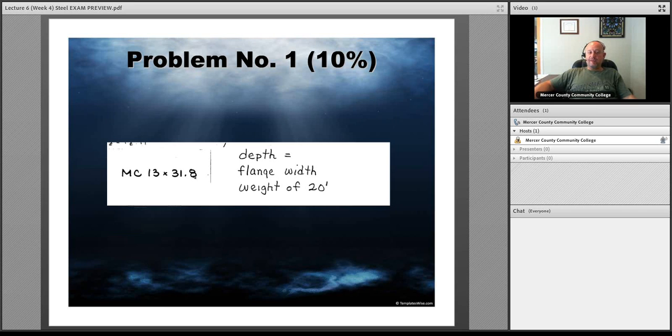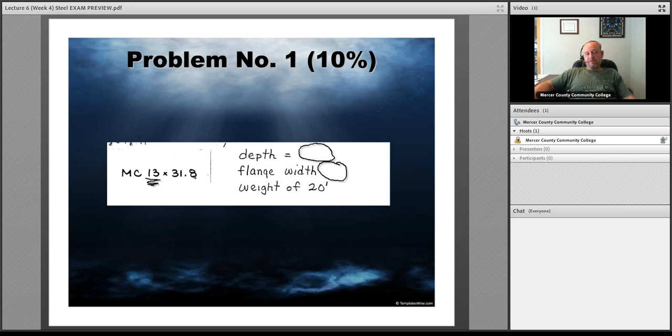I'll give you, for example, this channel, an MC 13 by 31.8, and I'll say, what's the depth? Now, you may be tempted to say the nominal depth is 13 inches, which is right, that's the nominal depth. But what you'll need to do is look it up in the blue book and see what the actual depth is. It could be 13 inches, or it could be 13.1 or something slightly different. I would like you to look up the actual depth. Then I'll say, what is the flange width? So you'll have to look up t sub f again, the flange width of the MC, in this case 13 by 31.8. Just looking things up in the book.